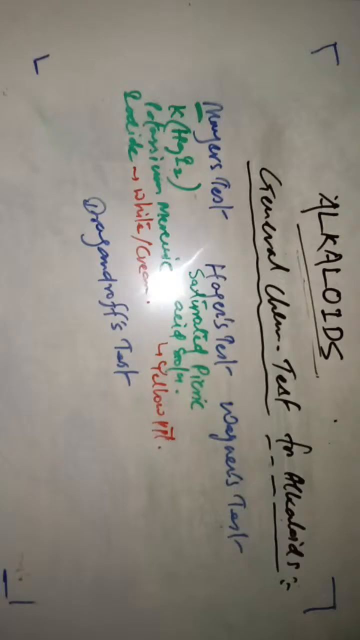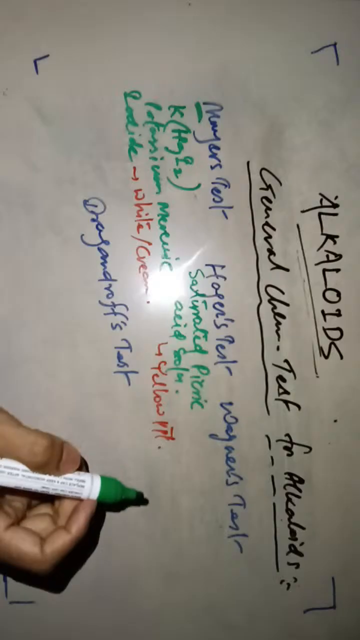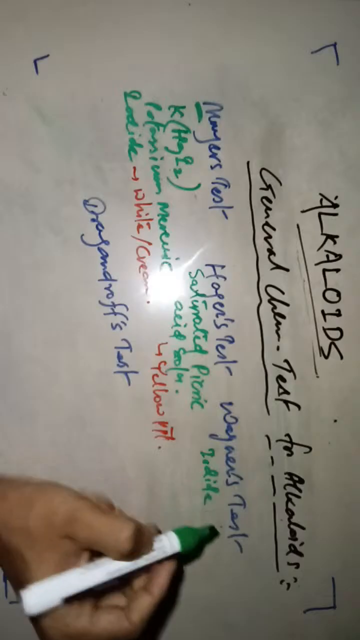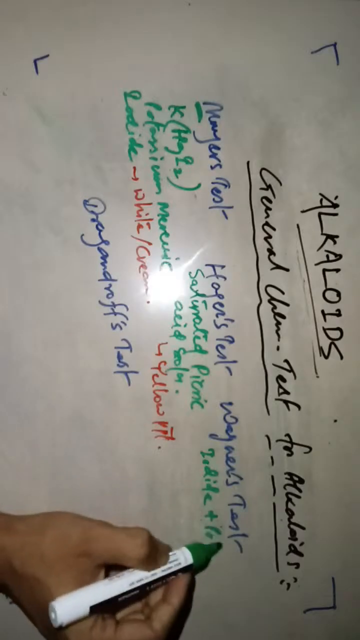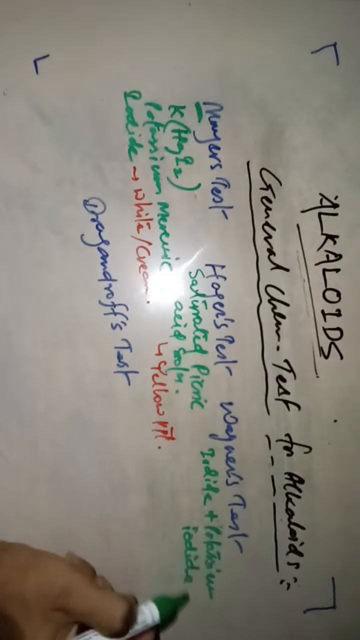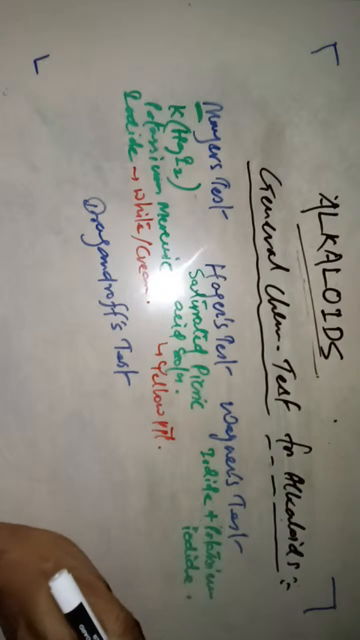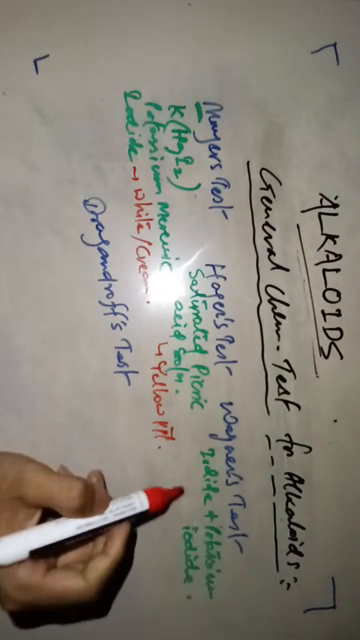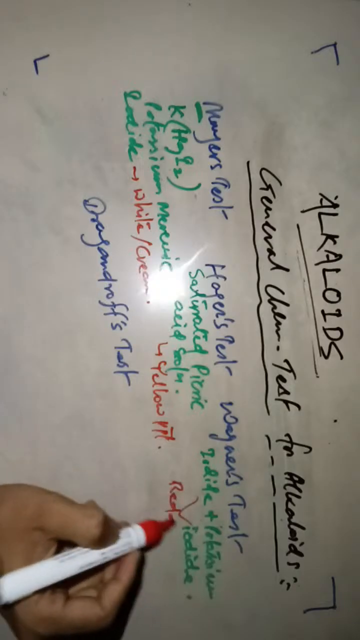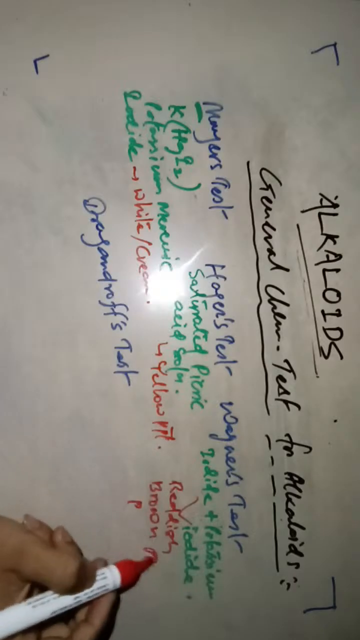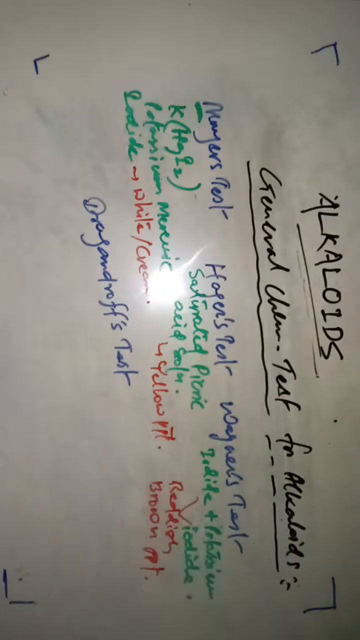Next, Wagner's test. In Wagner's test, what is the reagent used? The reagent is iodine along with potassium iodide. Iodine plus potassium iodide. And what is the color found in the final? The final color is reddish brown precipitate. Reddish brown precipitate color is found.